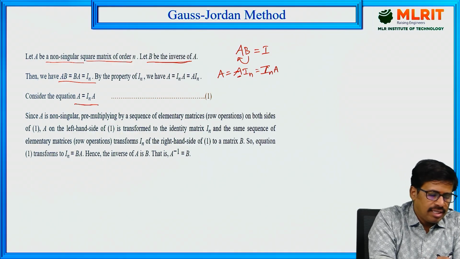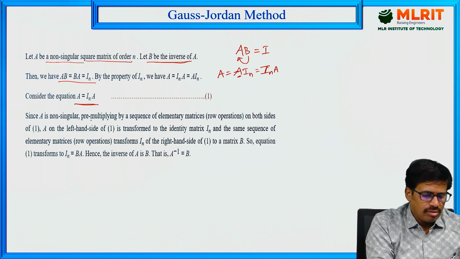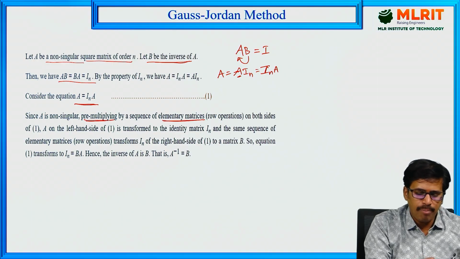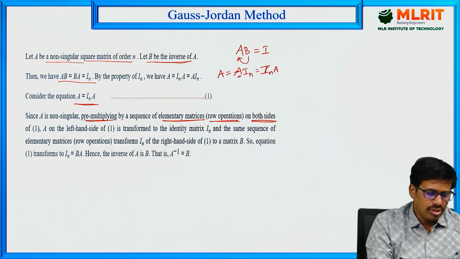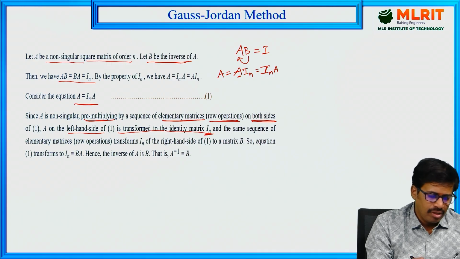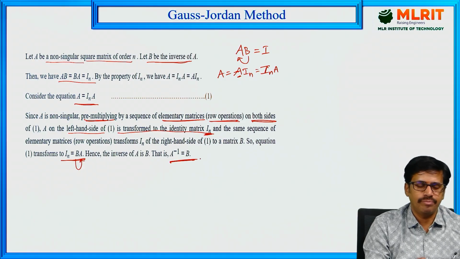So first let us consider A equal to IN into A. Since A is non-singular, we first pre-multiply the sequence with elementary matrices, only row operations, right? We apply only row operations on both sides of A, and A on the left side of A is transformed to identity matrix n. At last we get the matrix of the type IN equal to BA. So we say that B is the inverse of A, or A inverse equal to B.